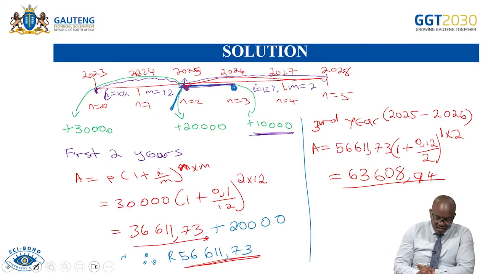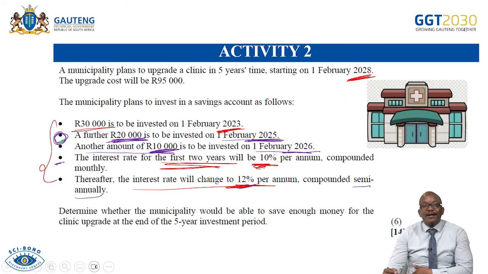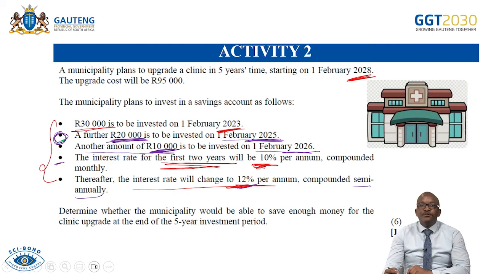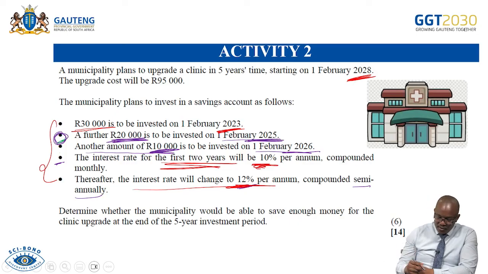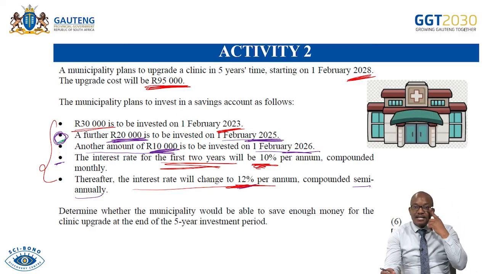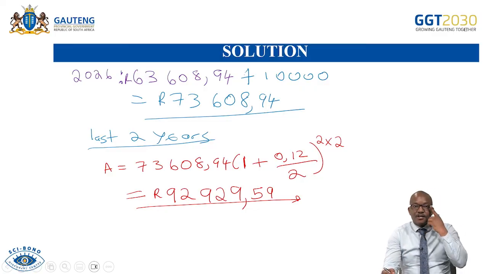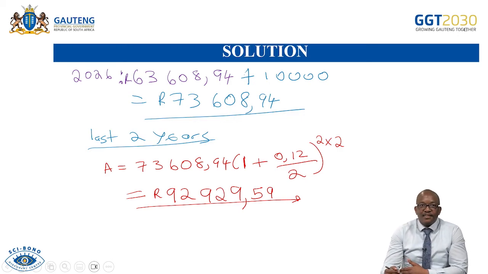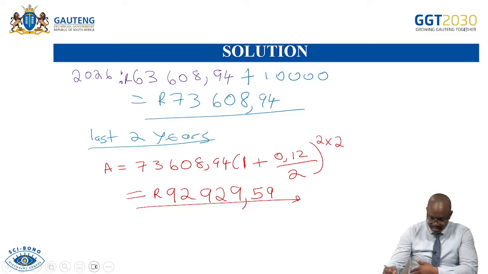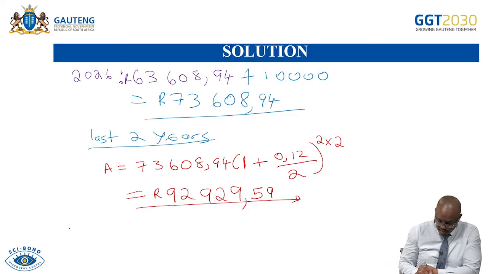So now, if you go back to the question, it says determine whether the municipality could be able to save enough money for the clinic upgrade at the end of the 5-year investment period. So now, we're looking at the amount that was supposed to be estimated. They said for the upgrade of the clinic, they need 95,000. But how much are we having in the investment after 5 years? We have 92,929 rand. So you can see that there won't be enough money to upgrade the clinic. So that will be your conclusion.